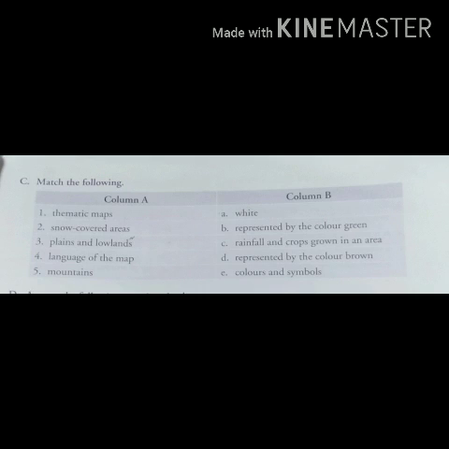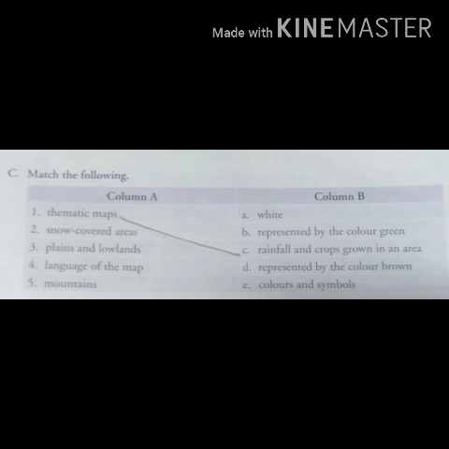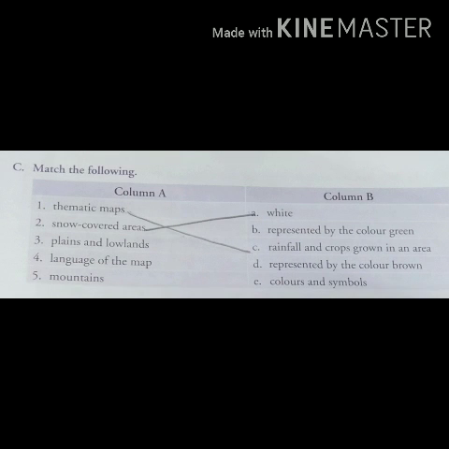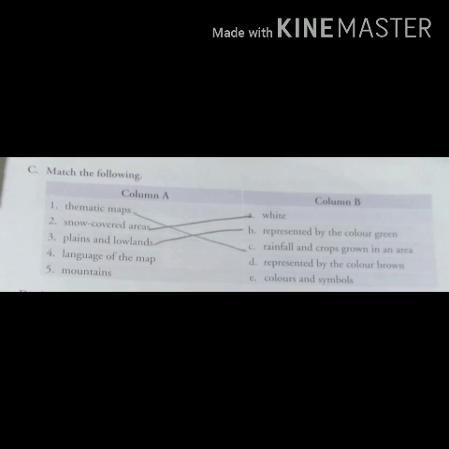C, match the following. You can see column A and B. First, column A, thematic map. C, shows the rainfall and crops grown in an area. Now second, snow covered area. Snow covered areas are represented by the white color. A, white color. Now third, plains and lowland. B, represented by the color green.